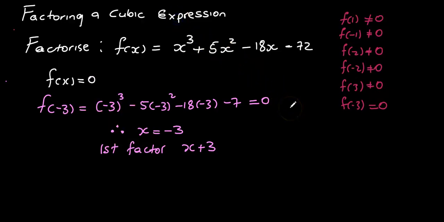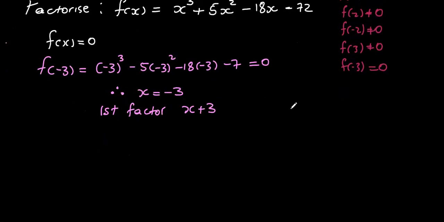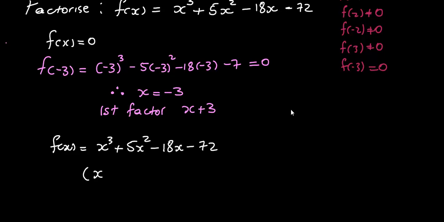Now we're going to factorize, and this is the method that we're going to use. We call this method by inspection. When you factorize, remember f at x is given as x to the power 3 plus 5x squared minus 18x minus 72. What I need you to do is open your brackets and say this is my x plus 3, which is our first factor.